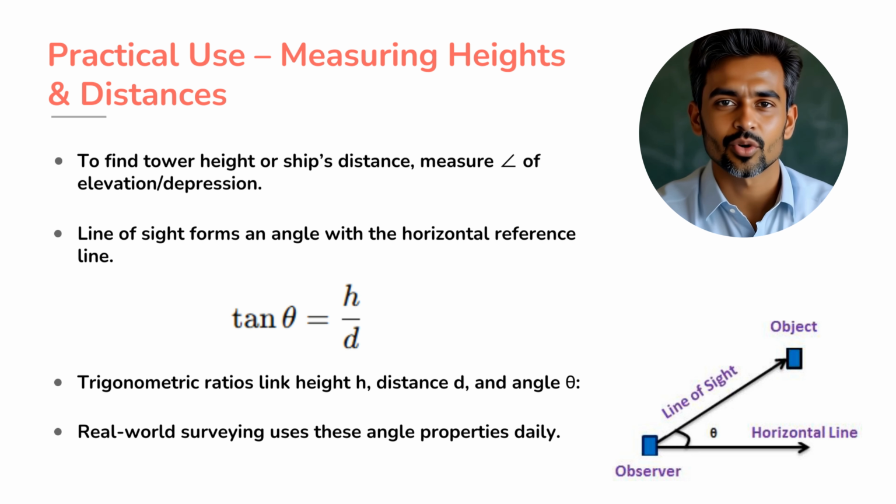Suppose you're looking up at a tall tower and you measure the angle your line of sight makes with the horizontal ground. That angle is called the angle of elevation. Similarly, if you look down at a ship from a lighthouse, the angle your line of sight makes downward with the horizontal is the angle of depression. Here we use a simple trigonometric relation, tan theta equals h over d, or tangent of theta equals height divided by distance. Surveyors, sailors, and even drone operators use this exact relation daily to calculate heights and distances.